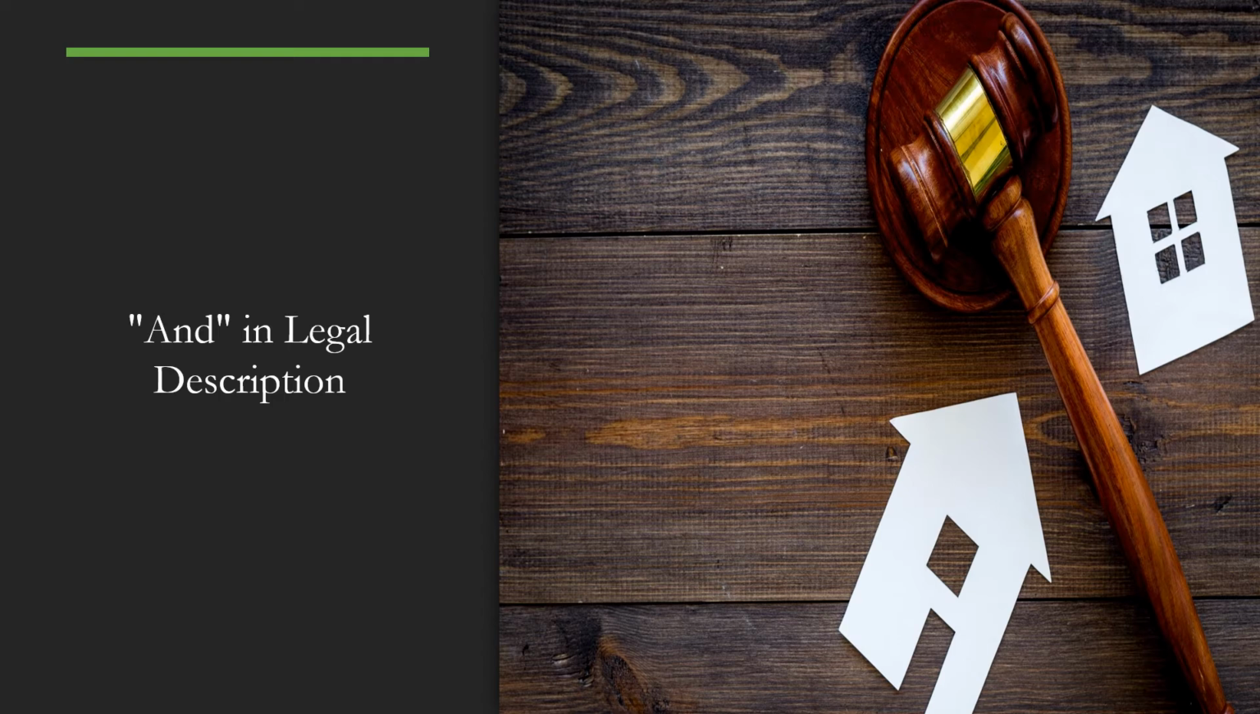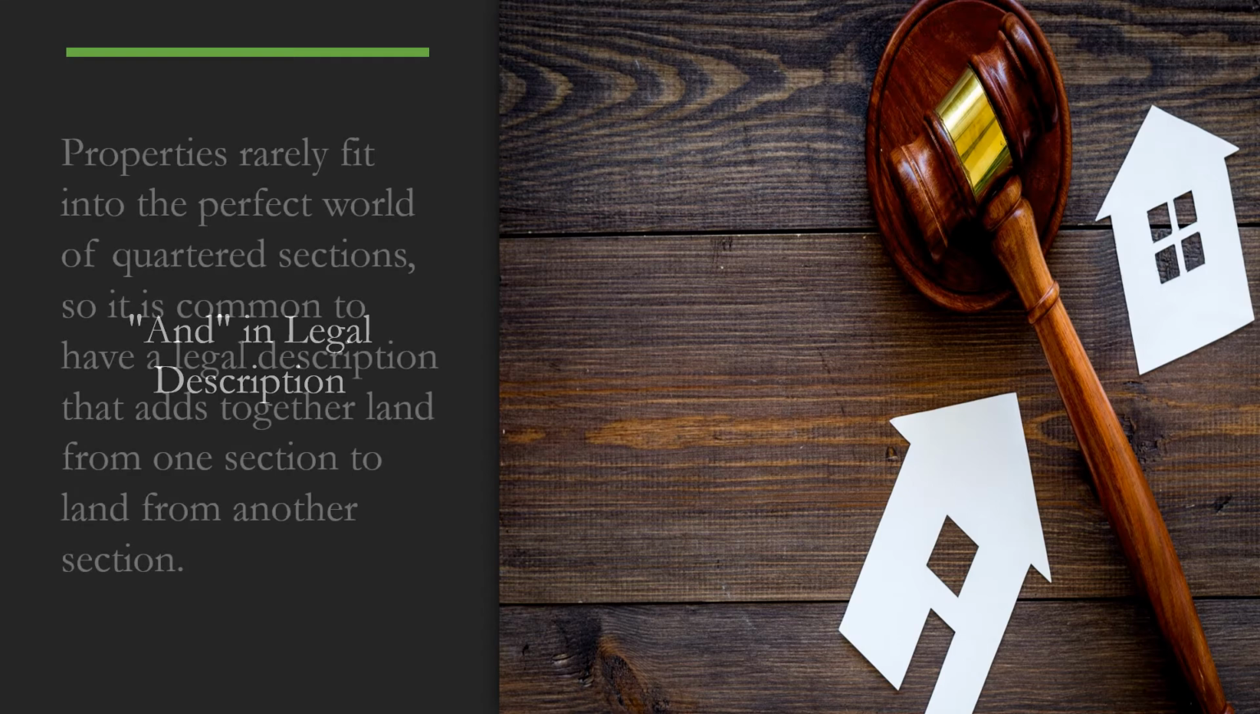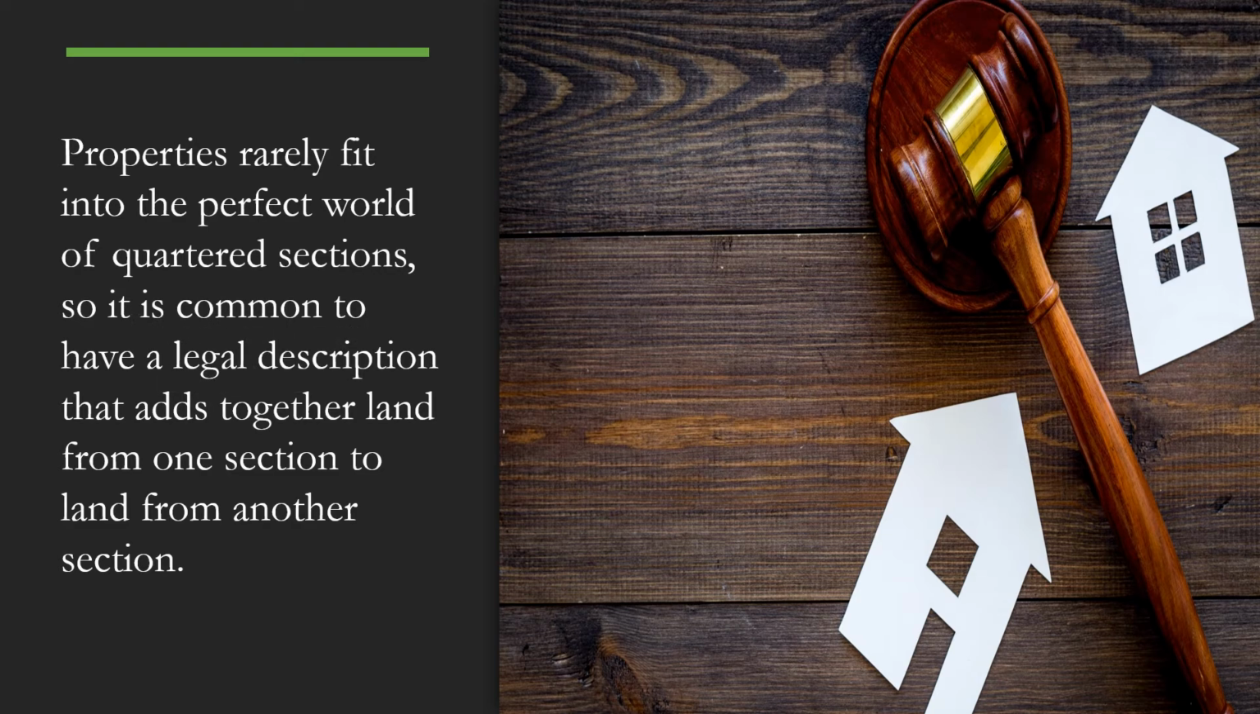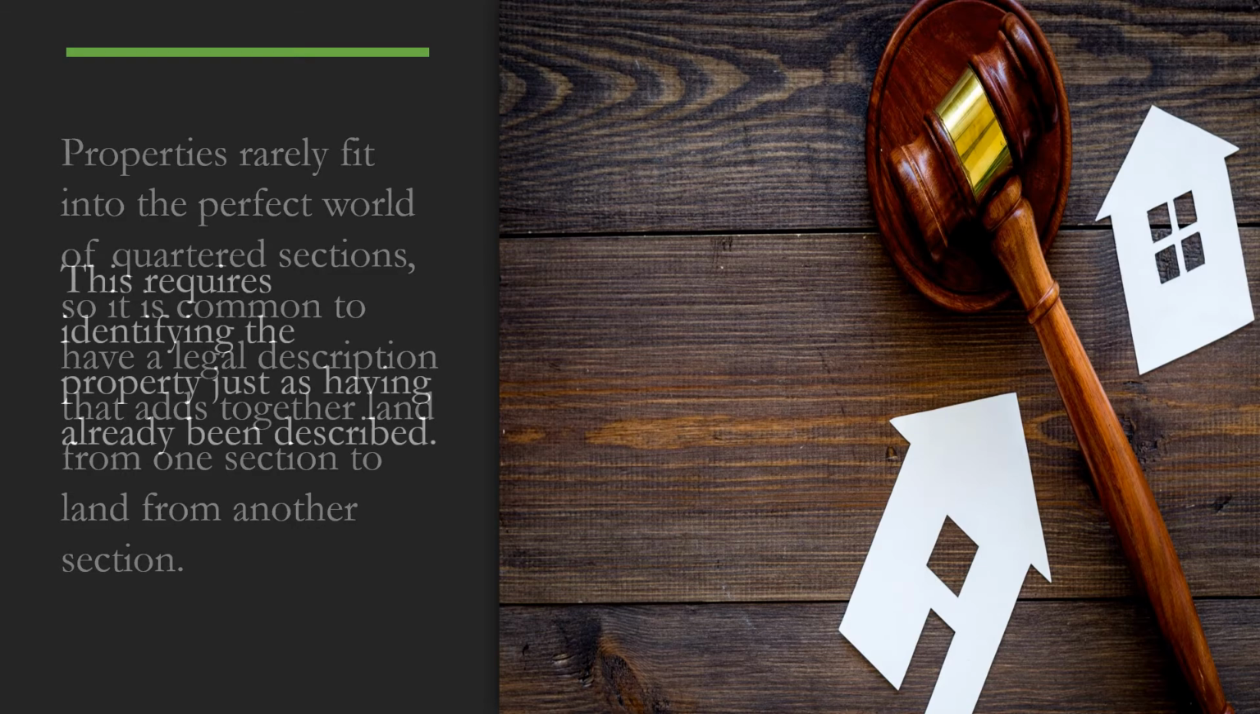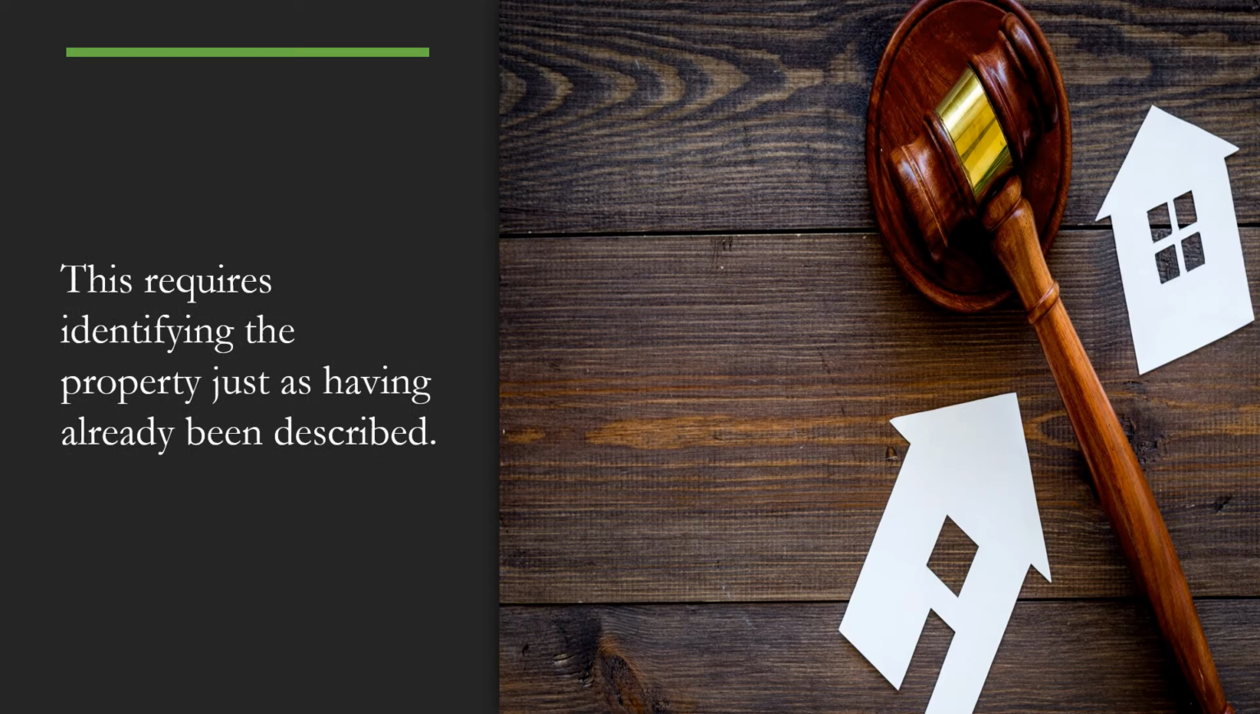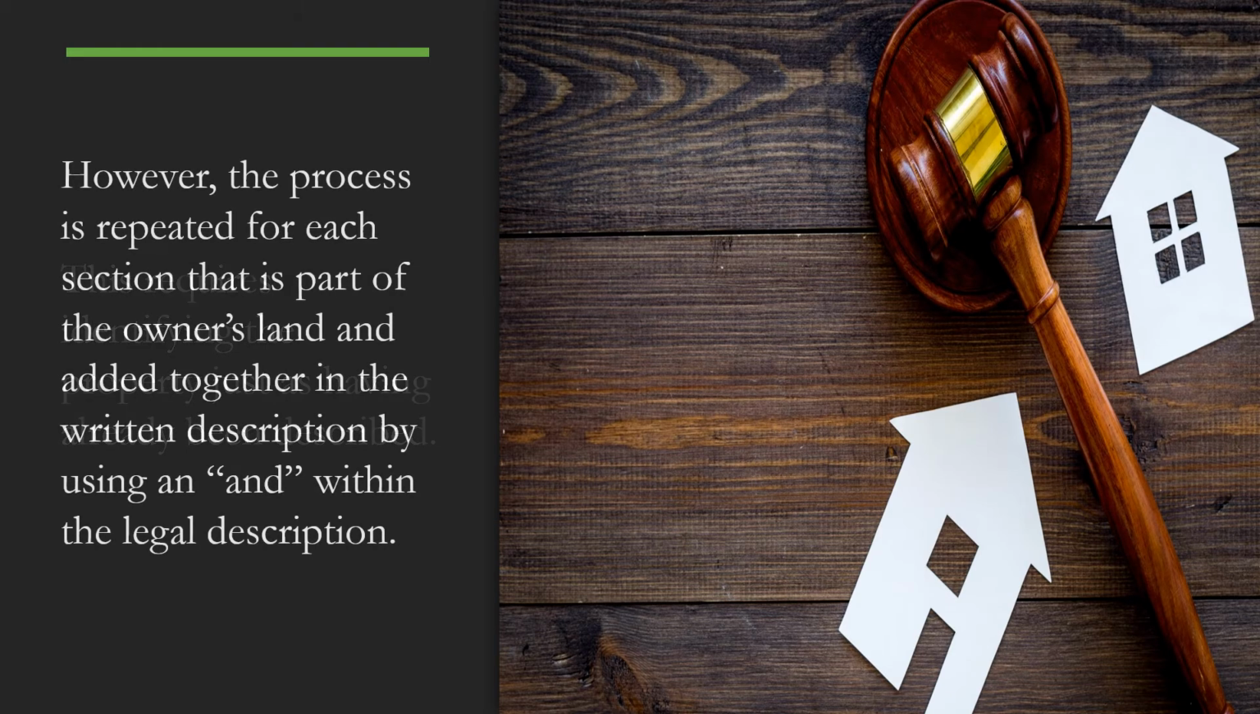The word "and" in legal descriptions. Properties rarely fit into the perfect world of quartered sections, so it is common to have a legal description that adds together land from one section to land from another section. This requires identifying the property just as we have already demonstrated. However, the process is repeated for each section that is part of the owner's land and added together within the written description by using an "and."